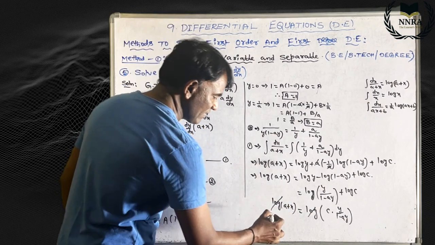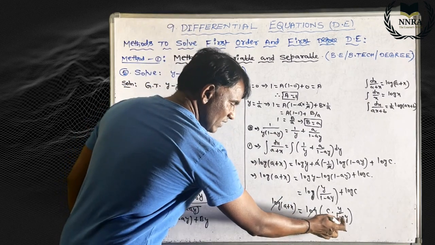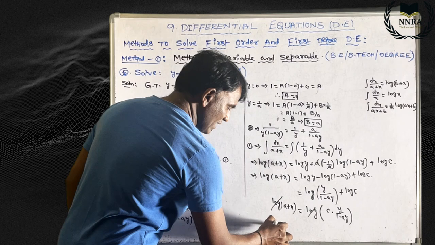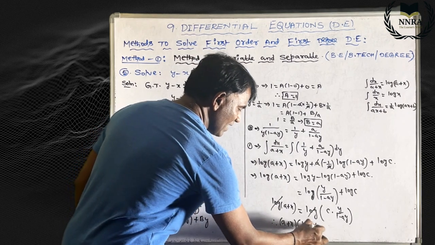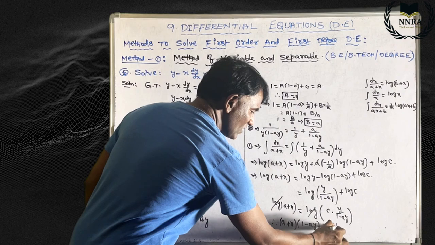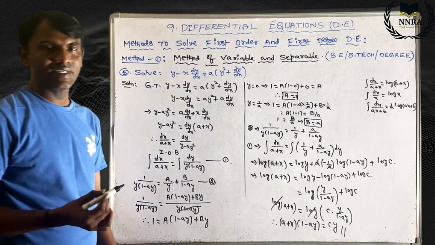Now both sides logarithm gets cancelled, na? Then what is the remaining value? If you want to write 1 minus ay this side, just write a plus x into 1 minus ay equal to c into y. So that is the required general solution.